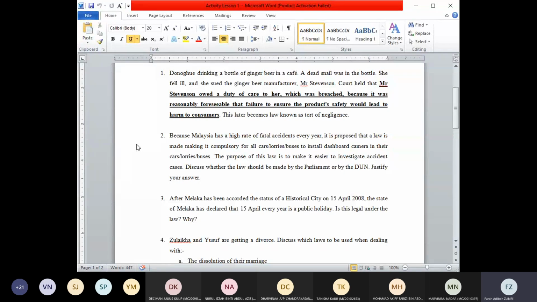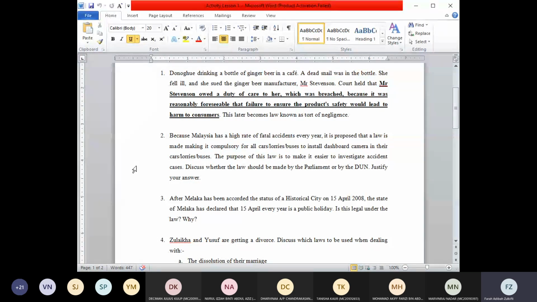Question 3. Does any group want to try to answer question 3? Actually, we were a bit confused with the question, because it says Melaka has declared 15 April as a public holiday. Is it applied throughout the whole of Malaysia or just in Melaka? We took it to mean that the public holiday is declared in Malacca.